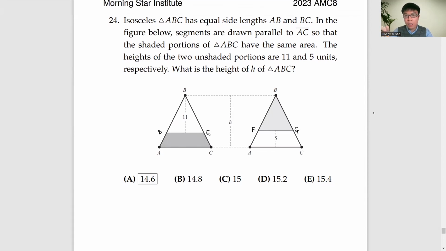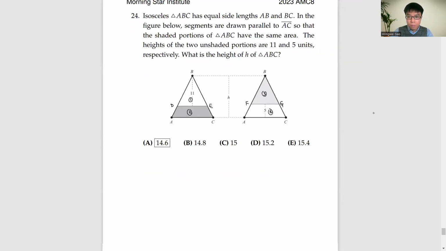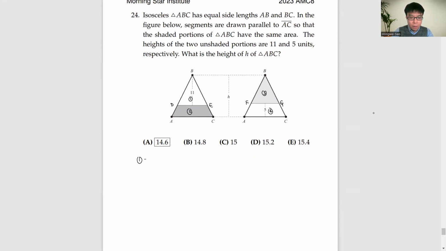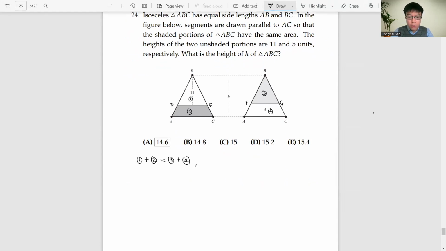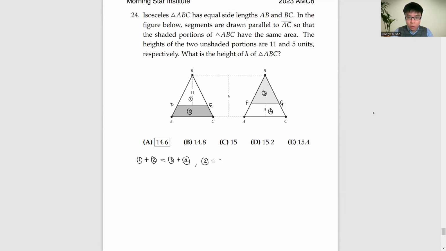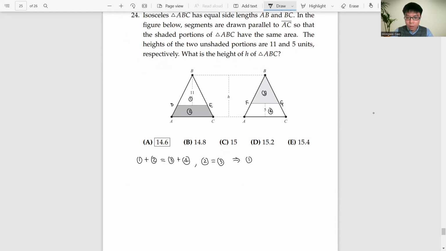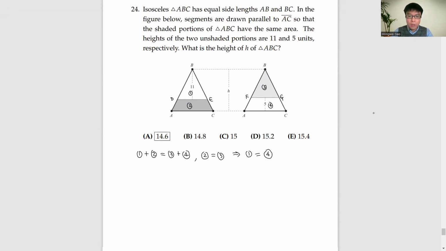Now, each line segment divides this area into 2 parts. Let me mark the first unshaded part as 1, the first shaded part as 2, the second shaded part as 3, and the second unshaded part as 4. So we have that 1 plus 2 equals 3 plus 4 because that's the same triangle. Also, we know the shaded parts are equal in area. That means 2 equals 3, which implies 1 equals 4. Next, because the line segments are parallel, we have similar triangles. DE is parallel to AC. That means triangle BDE is similar to triangle BAC.